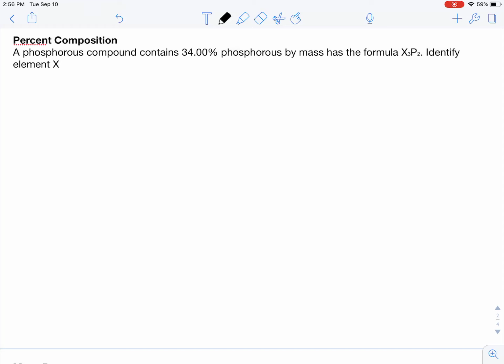Percent composition. A phosphorus compound contains 34% phosphorus by mass and has the formula X3P2. Identify element X. Okay, given here that this compound, X3P2, contains 34.00% by mass, and we want the identity of X.